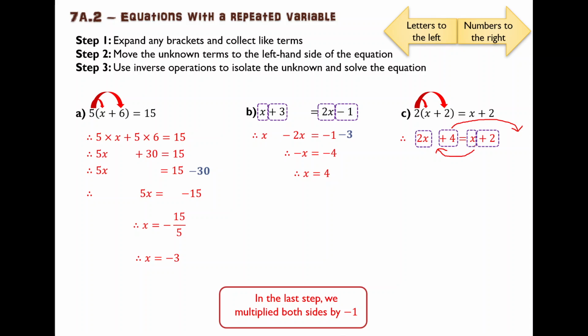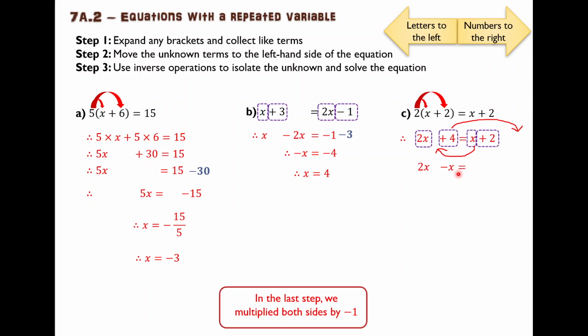So the only ones that I'm going to move are the x will move to the left to join its friend here, 2x. And the positive 4 will move to the right to join its friend. The positive 4 will turn into negative 4. And x here, is this term positive or negative? Positive will turn into negative x. So 2x stays there. The positive x term turns into negative x.